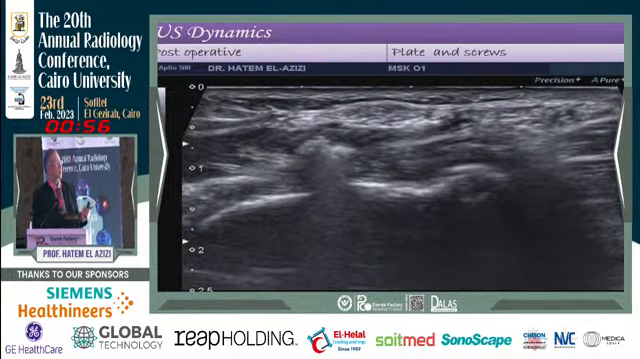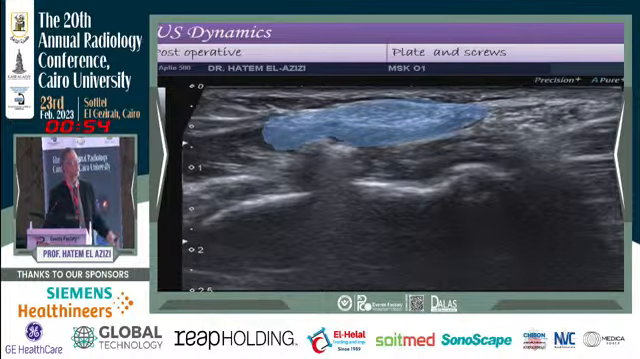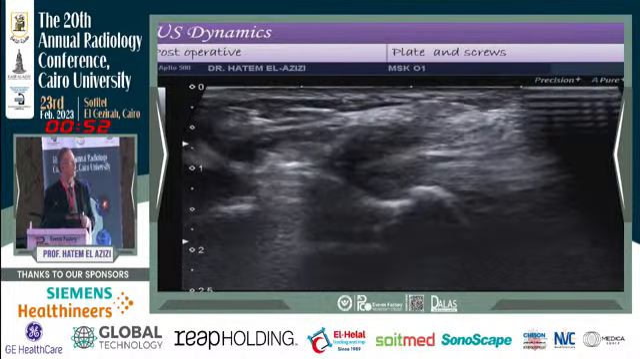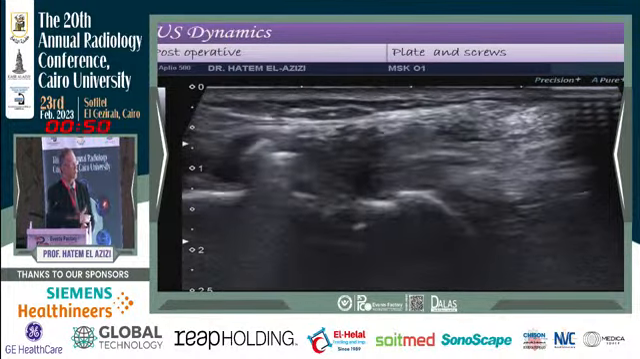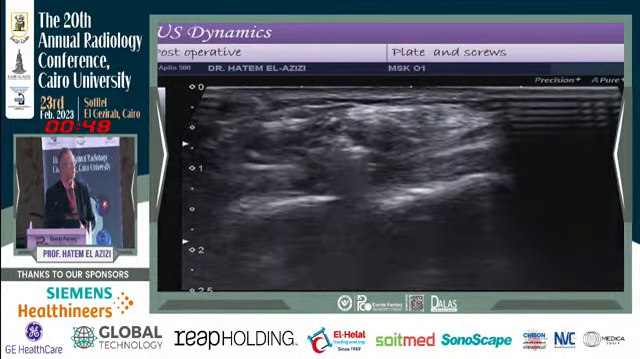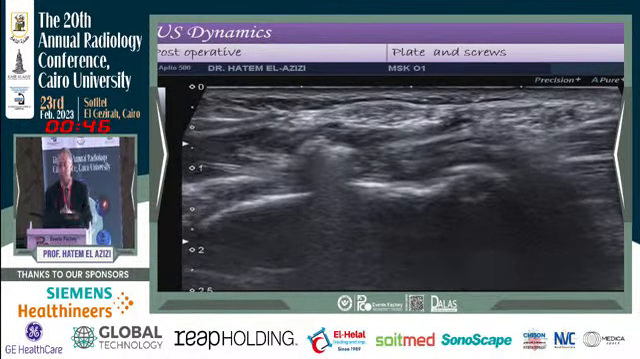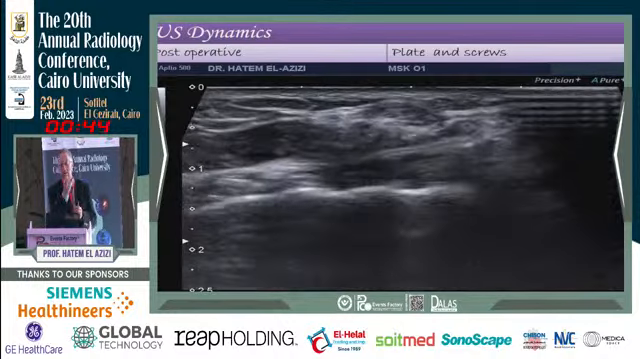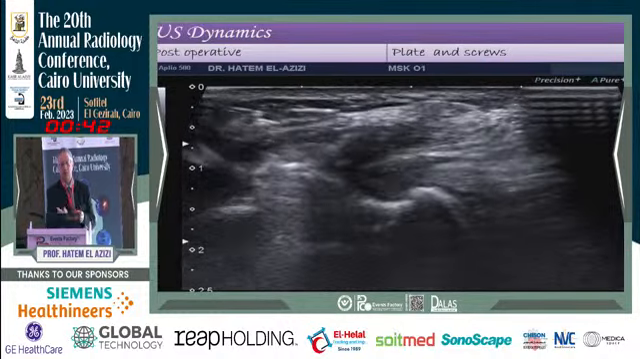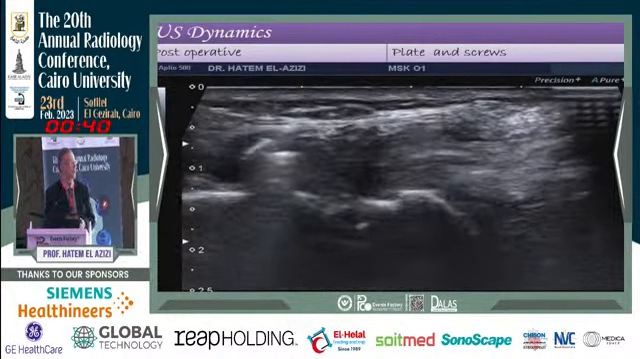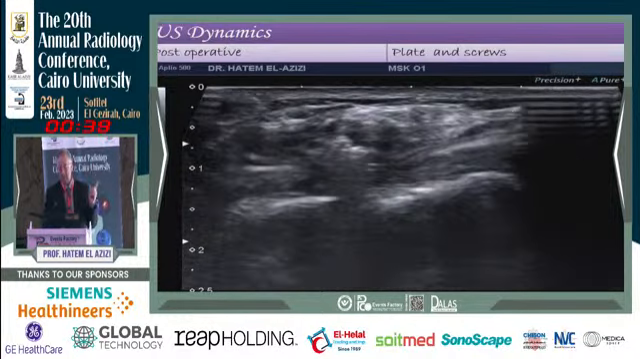Another screw, where this is muscle. This is the biceps femoris muscle. During movement, there is friction between the screw and the muscle. Again, the patient complains of pain. X-ray will show a small tip of the screw, which we should normally see in every patient. The only clue is the dynamic ultrasound.